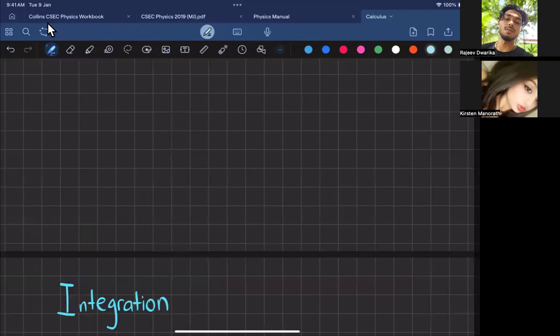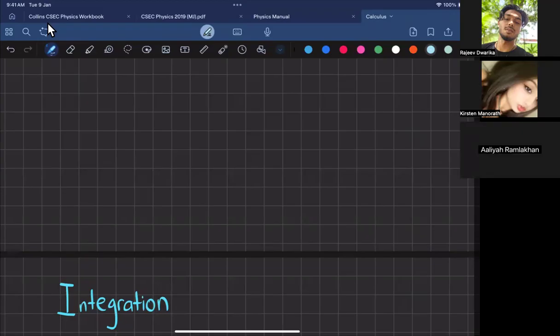What was the previous topic we did? Tell me, Kirsten, what was the previous topic we did? What was the previous topic before integration? Inflection, the whole topic, the general topic. So that's a D. What was before integration? Differentiation. Right. So integration is just the opposite of differentiation. That's what I wanted to hear.